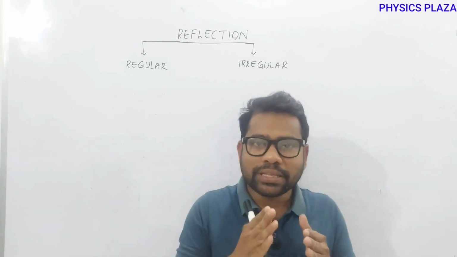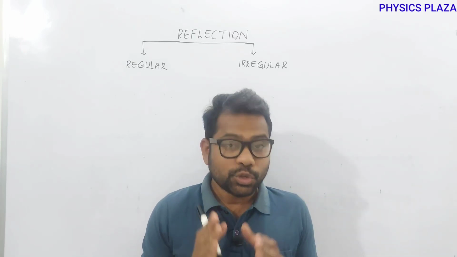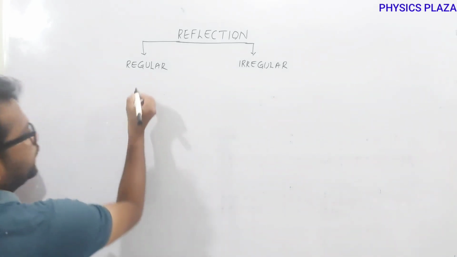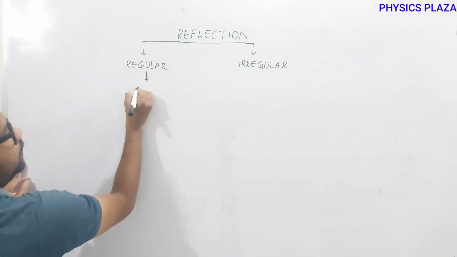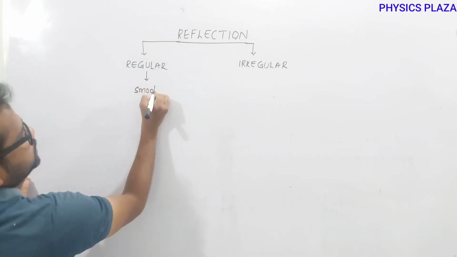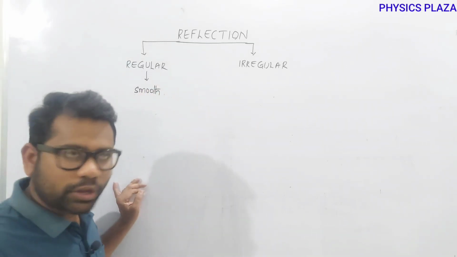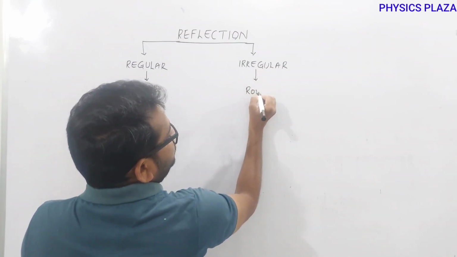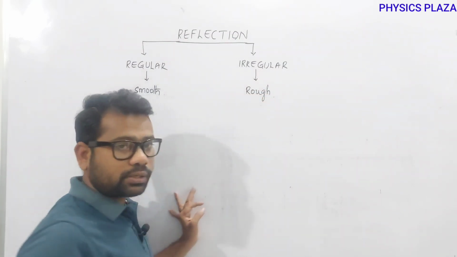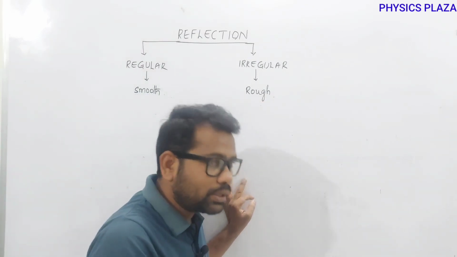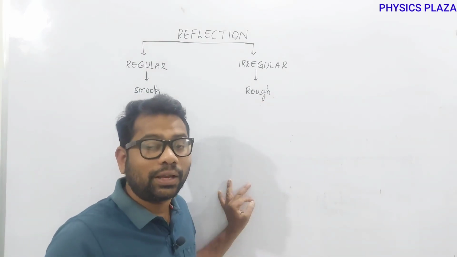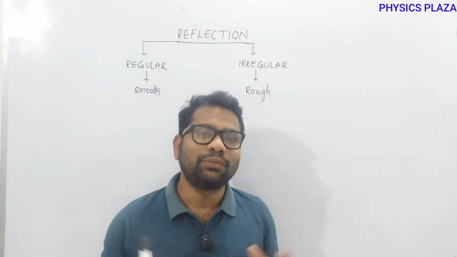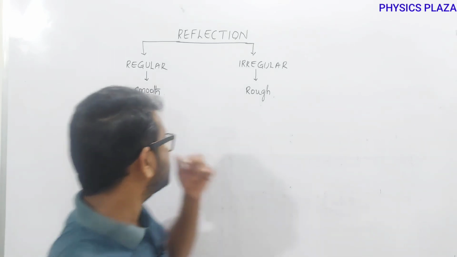First of all, children, regular reflection takes place when light strikes smooth surfaces such as mirrors. Whereas irregular reflection takes place when light strikes rough surfaces such as a wall, such as the earth's surface. You can take a paper. In fact, this irregular reflection is very important, which enables us to see the things which are around us. So very important.